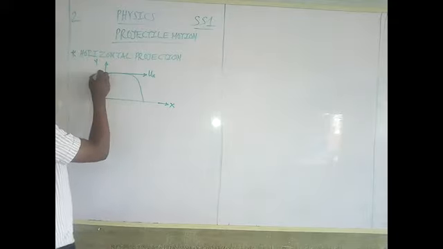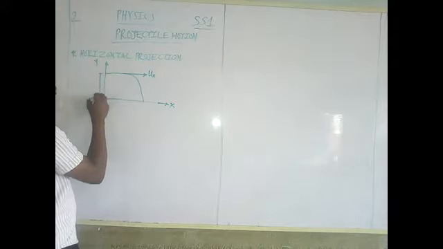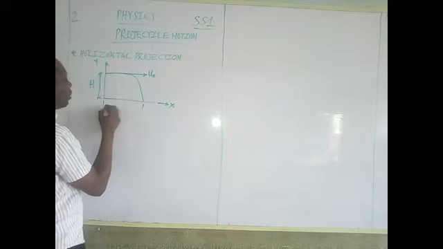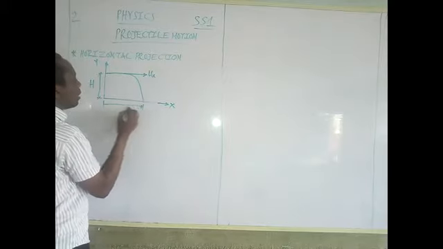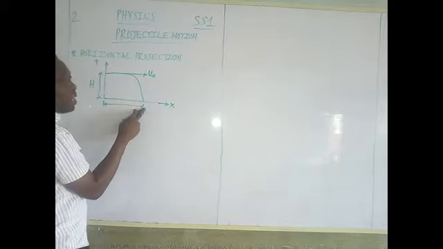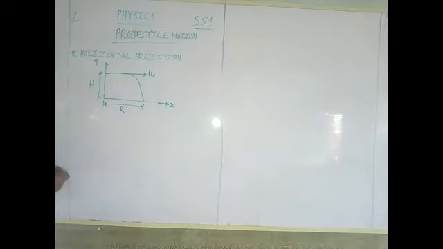Having said that, from the height where the body has been released to the ground, that is our h. We can also determine the horizontal distance from the foot of the building or the cliff to the place where the body strikes or hits the ground. That is what we call our range. R stands for range, and that is also the horizontal distance. So let's establish the relationship between all these variables that we have put in place.